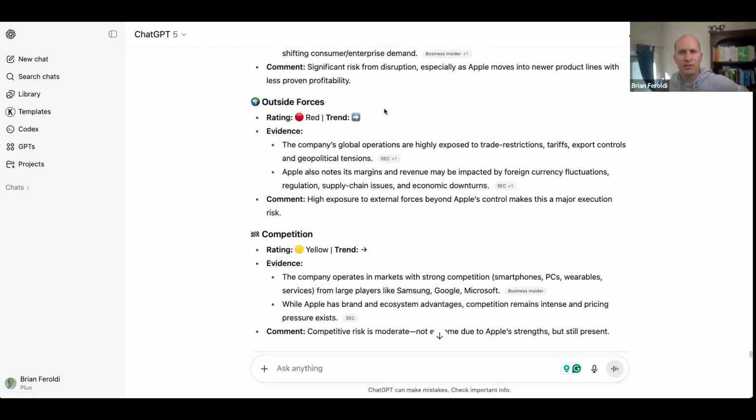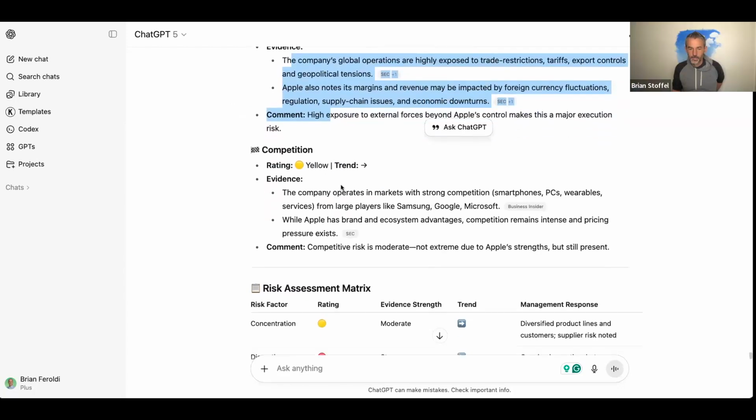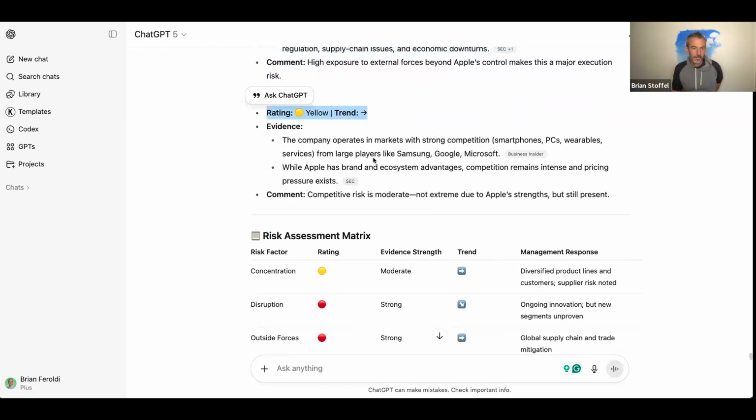Okay, outside forces, red. The company's global operations are highly exposed to trade restrictions, tariffs, export controls, geopolitical tensions, foreign currency fluctuations, and no mention here of regulatory, which is interesting. That's surprising. So I would say this is spot on, but you missed a big one. And then finally, competition.